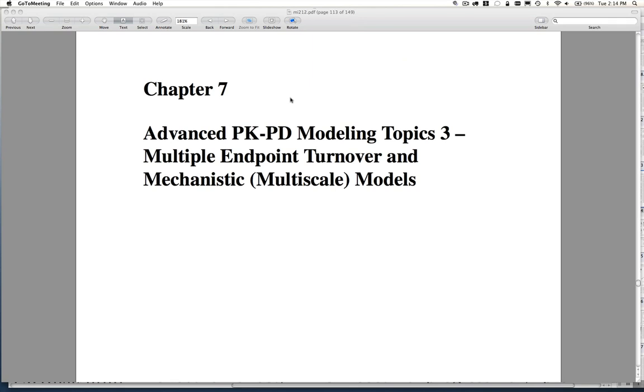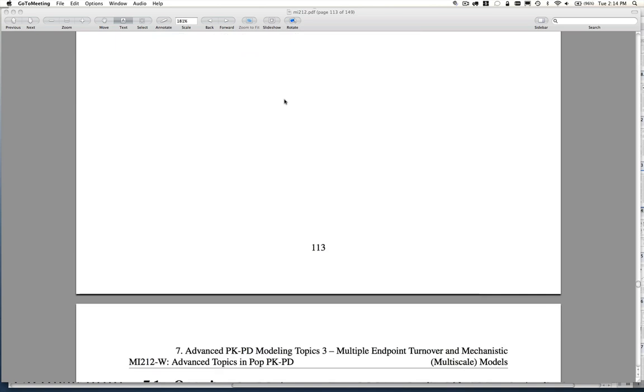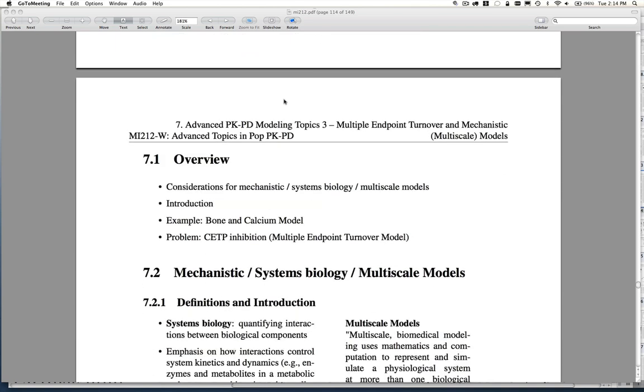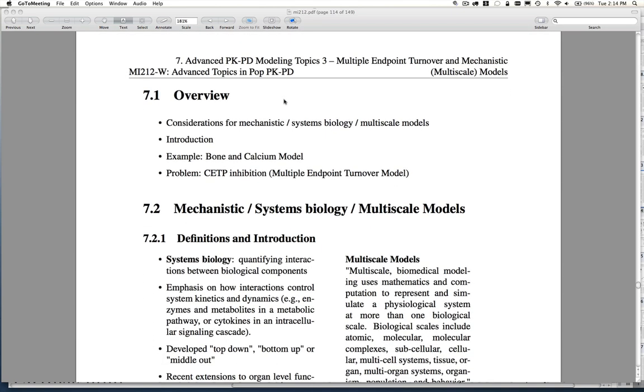Okay, so moving on from there, we're going to now go into what we're calling topic 3. This is dealing with mechanistic or multiscale models and multiple endpoint data. The way that I have this set of lecture notes set up is I'm going to go through some background just to make sure everybody's familiar with the nomenclature of these types of models.